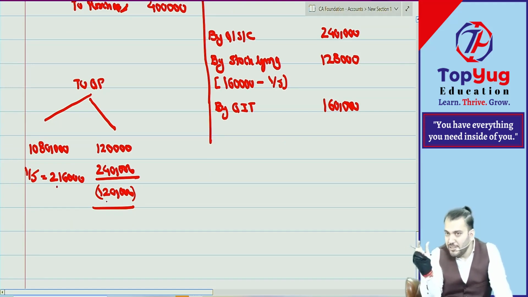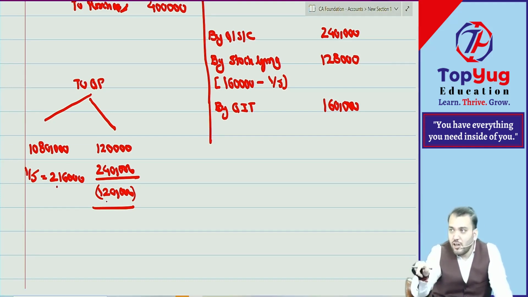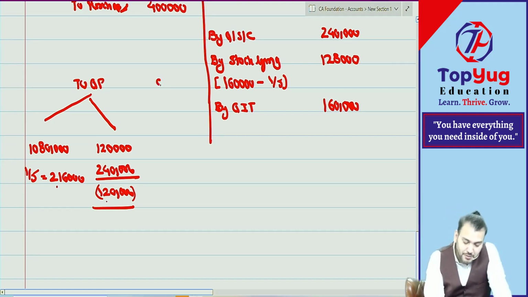So your net GP means some of the goods are sold at profit, some of the goods are sold at loss. What is the GP? 96,000 is GP. Now you can find out closing stock as balancing figure. So closing stock as balancing figure is how much?